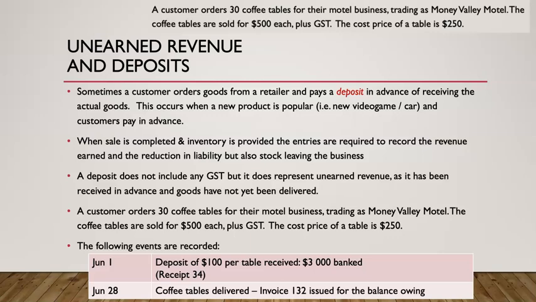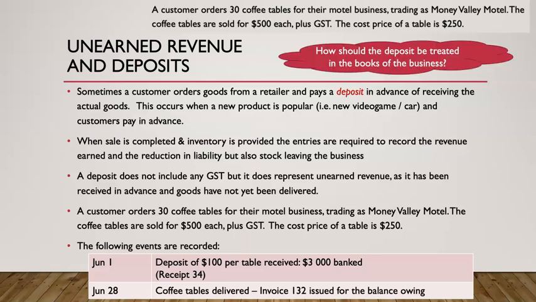On June 28, the business made the coffee tables and delivered them, and the invoice was issued. Invoice being issued means, what do we know has happened here? It is a credit transaction. The business, Money Valley Motel, now needs to pay us back, but haven't paid us back yet. So how should the deposit be treated in the books of the business? Have a think.